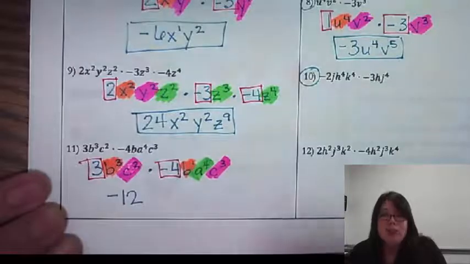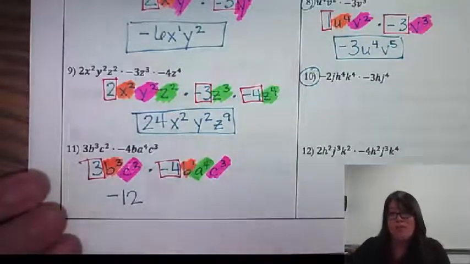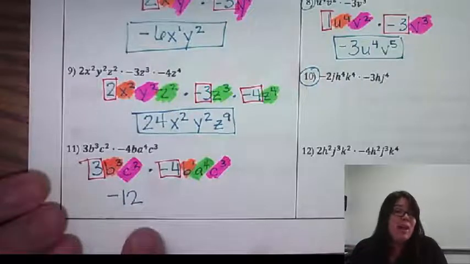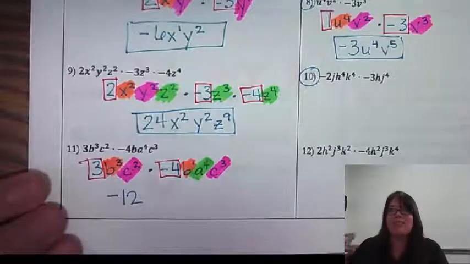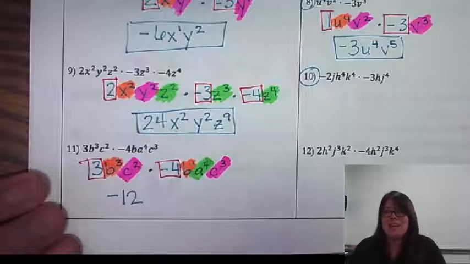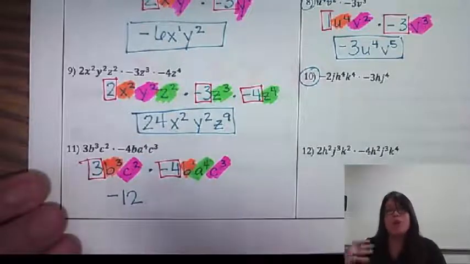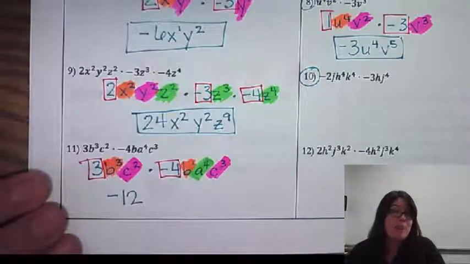Now, here's the tricky part. When you have more than one variable, try to put them in alphabetical order. They may not appear that way in the problem, but with multiplication, we can move things around, and it doesn't change the outcome. Kind of like 8 times 2 is the same thing as 2 times 8. So for your final answer, try to put them in alphabetical order.